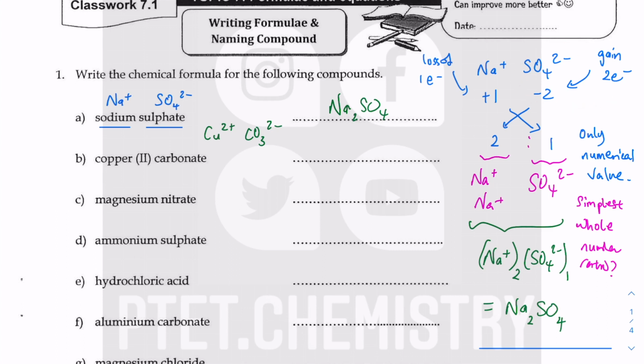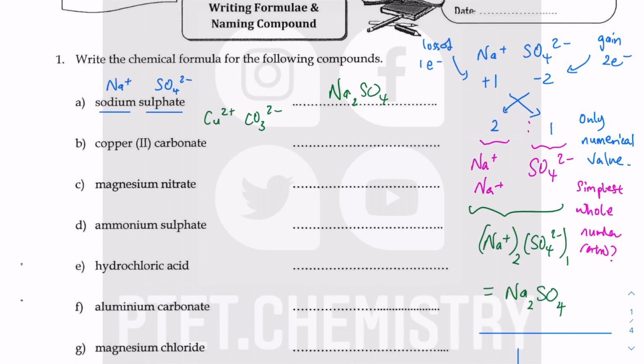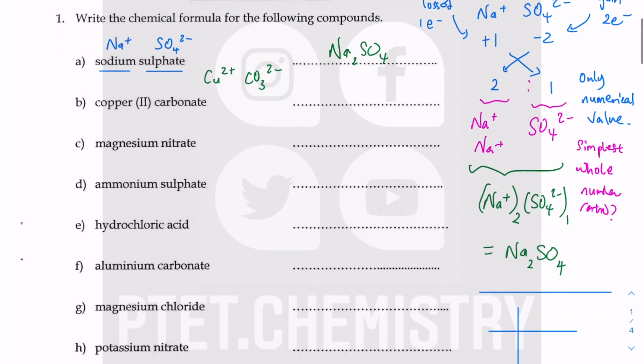Okay, so we could think about it as LCM, which is lowest common multiple. This is what we do, but this is not actually the process that's involved. The process that's involved is actually transfer of electrons from the sodium atoms. You need 2 of them, each of which loses 1 electron to the SO4 unit. Now you get SO4 2-.